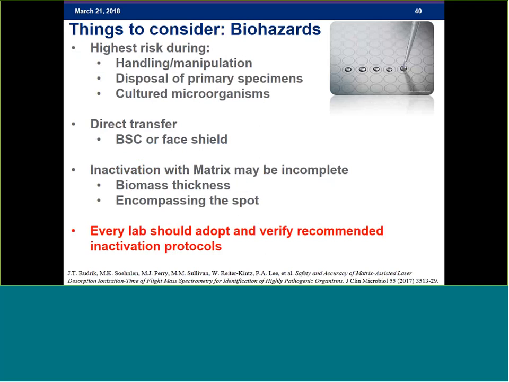There are a few biohazard considerations that need to be taken into account. The highest risk occurs during handling, manipulation, and disposal of primary specimens and cultured microorganisms before analysis. The direct transfer onto a target can be performed safely on the open benchtop using BSL-2 practices and facilities when a face shield or barrier are used. Otherwise, a biosafety cabinet is preferred. It is important to note that matrix alone might not totally inactivate microorganisms, as spots can differ based on the biomass thickness as well as if the entire spot gets covered with matrix. Every lab should adopt and verify the recommended inactivation protocols. Additional information regarding high-risk pathogen inactivation of microorganisms is available through a recently published journal article in Clin Micro.